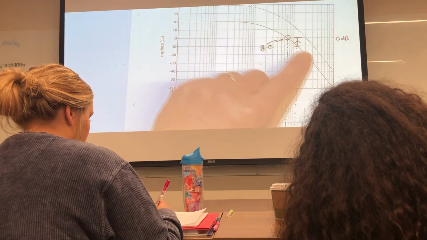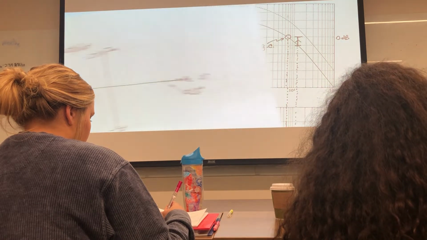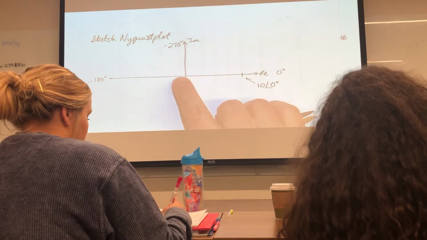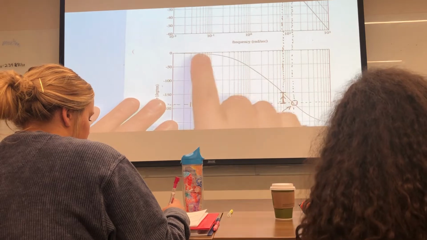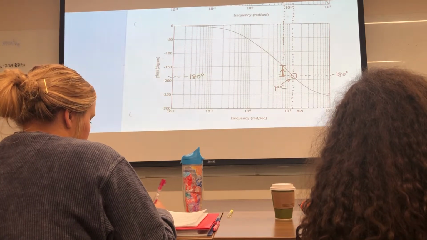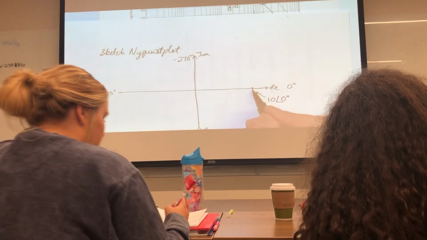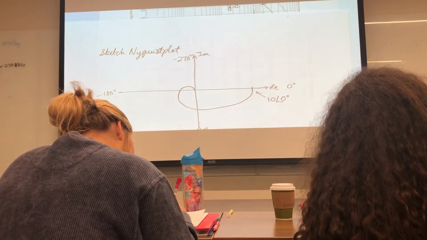And as frequency increases, my gain gets smaller and smaller and smaller, which means I need to approach, in the polar plot, I need to get closer to the origin. But I need to approach it from the minus 270 degree direction. So I need to draw a picture that looks something like this.